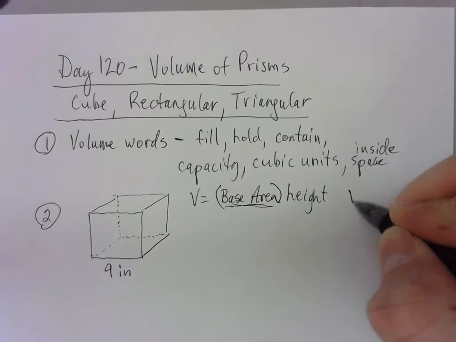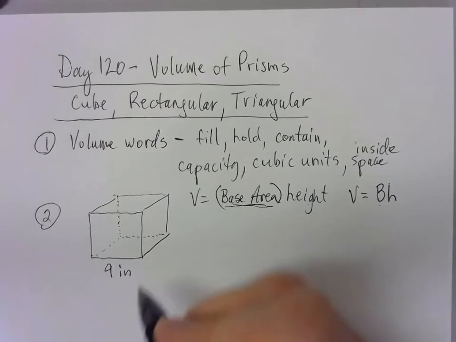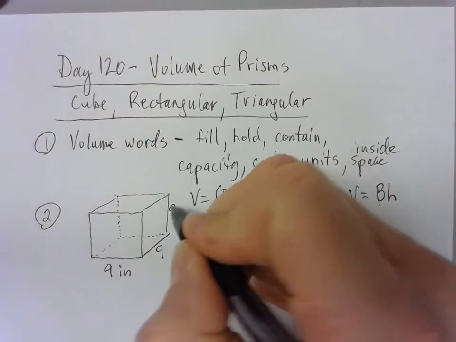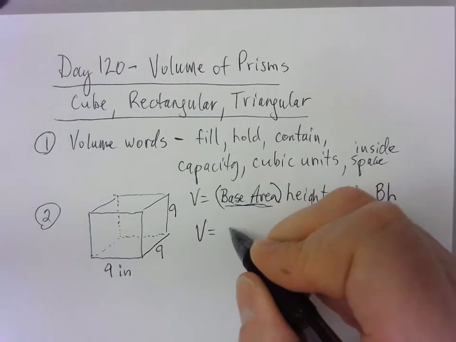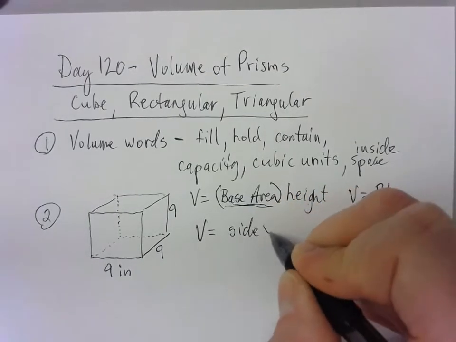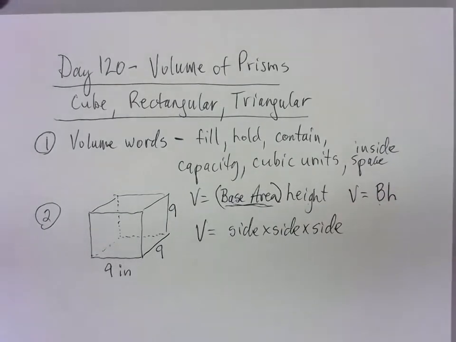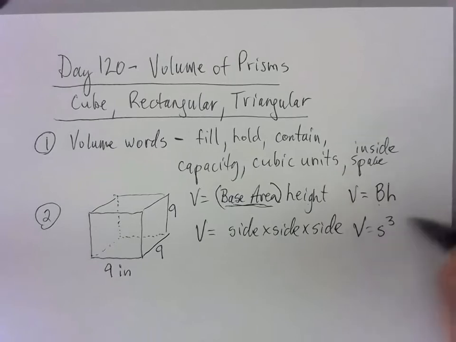You may see it written like this, where it's just V equals capital B, H. That capital B that you see there stands for base area. So of course the base in this is a square, so you would have to do 9 times 9, get the area of that square, and then you'd multiply it by the height, which is also going to be 9 because all the sides are the same. So the basic volume formula is of course side times side times side for a cube, or for a square prism if you want to call it that. Short version would be volume equals S to the 3rd power. Side times side times side.